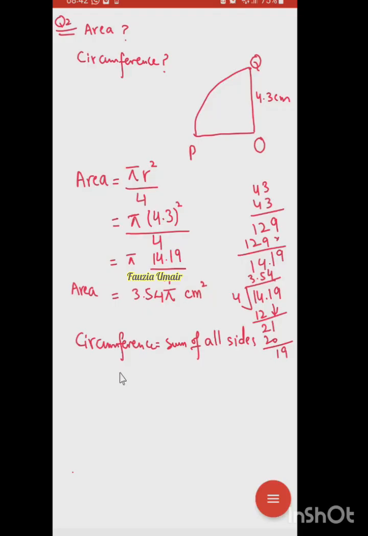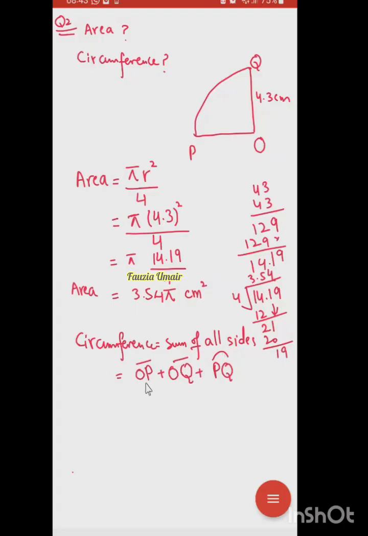If I write it down like this, the circumference of this quarter is basically OP plus OQ, which are the 2 radii, plus PQ. PQ is an arc, so we will use this terminology. How do we read OP? Line OP, line OQ, and arc PQ. Okay?